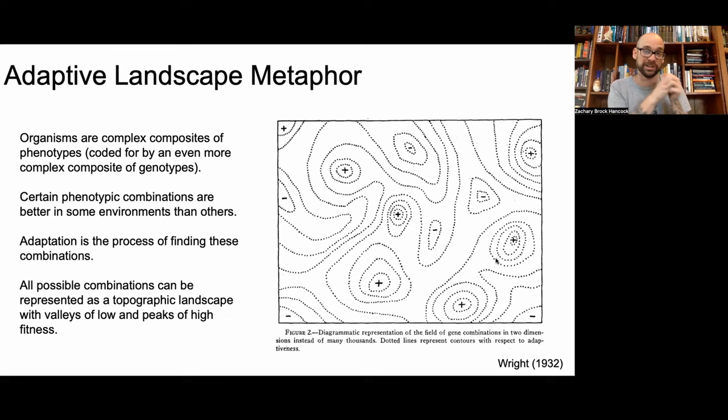Therefore, we can think about the adaptive landscape as representing a topography of all possible combinations, right? So this is the very first figure, as far as I know, of the adaptive landscape. It was from Wright, 1932. And so each one of the different points all across this landscape represents some unique, novel combination of phenotypes or genotypes. Okay. And some of these combinations are better than others in terms of your reproductive or survival advantage, right? And so if we represent all possible combinations in this way, it creates a topographic landscape with valleys of low and peaks of high fitness. And hence, adaptation is the process of moving through this landscape and finding some peak of fitness.